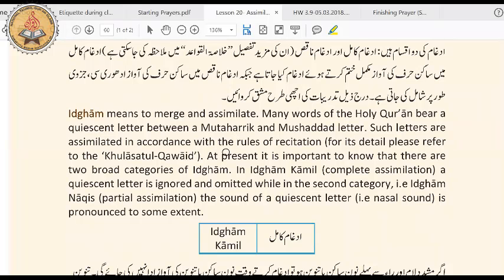So now there are two types of idgham. There is one that is called idgham kamil, and in English this is called complete assimilation, and this is what we will look at today. And the other one is called idgham naqis, and I highlighted it here for you. The idgham naqis, in English, means partial assimilation. That you will have a look at tomorrow. For today, we are only going to focus on idgham kamil, okay?